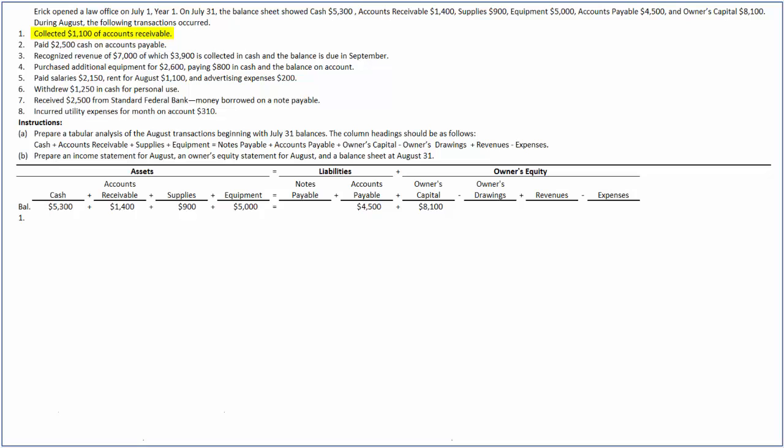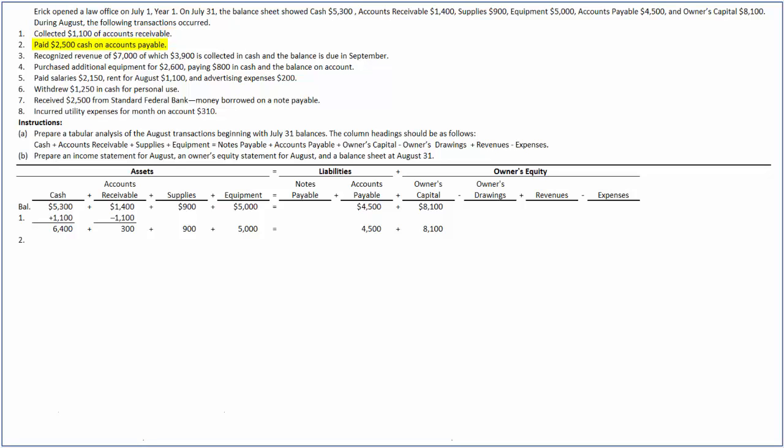In the first transaction, the company collected $1,100 from accounts receivable. This transaction increases cash and decreases accounts receivable by $1,100. After the transaction, cash increases to $6,400 and accounts receivable decreases to $300. The balances in other accounts remain the same.